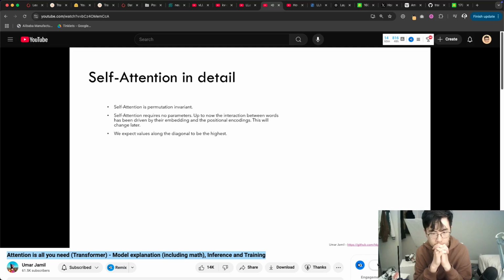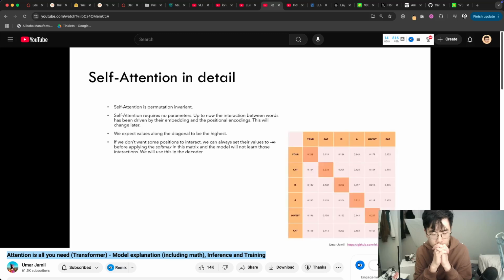Also, we expect, because each value in the self-attention, in the softmax matrix, is a dot product of the word embedding with itself and the other words, we expect the values along the diagonal to be the maximum, because it's the dot product of each word with itself.